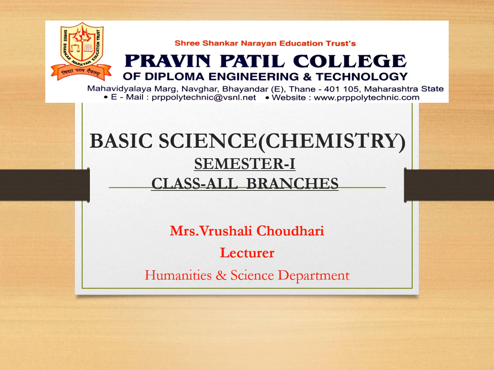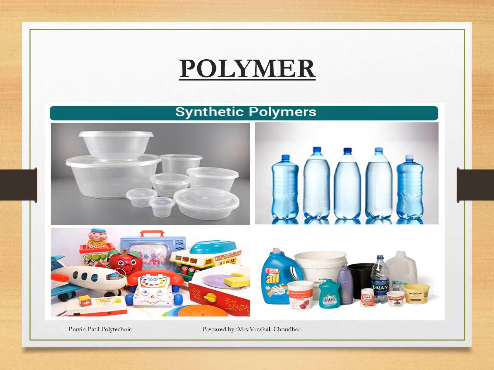We are going to learn basic science chemistry for semester 1. We already started with the third chapter, that is paint, varnish, lubricants, adhesive, polymers. Today we are going to learn about polymers.